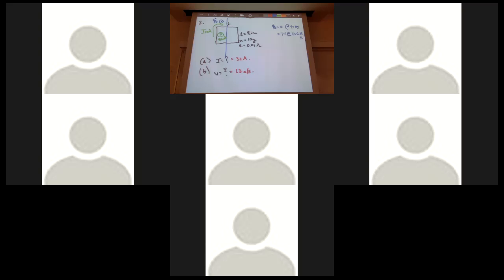And you know what R is? That's 0.01. L is 0.08, because that's 8 centimeters. And B is what? 1 Tesla.